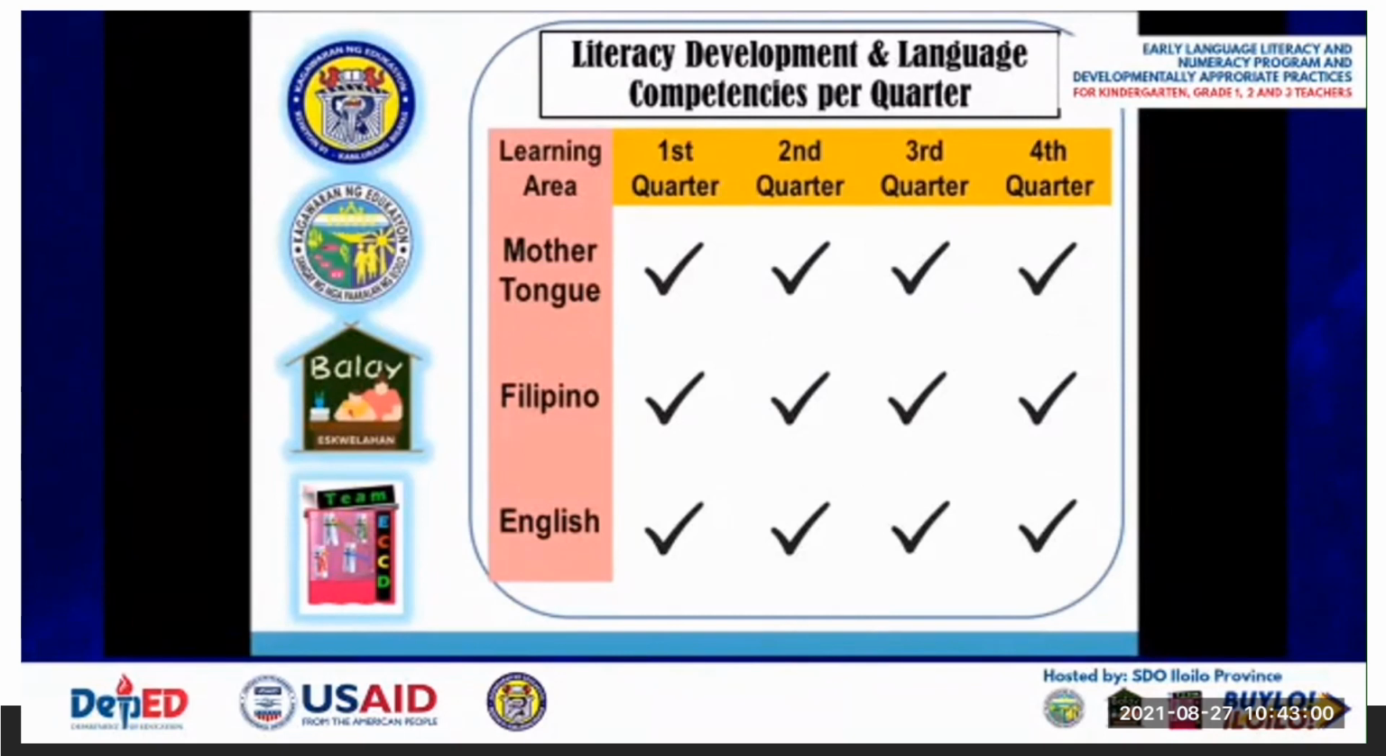However, in first quarter, we are using mother tongue in understanding and using correct grammar and structure. Filipino as introduction to literacy, beginning reading and beginning writing. English, we continue building oral competence and language vocabulary. In second quarter, we are already using English as introduction to literacy, beginning reading, and beginning writing.